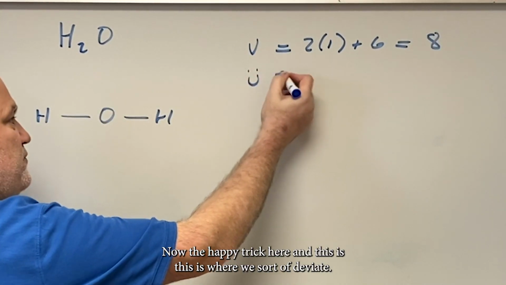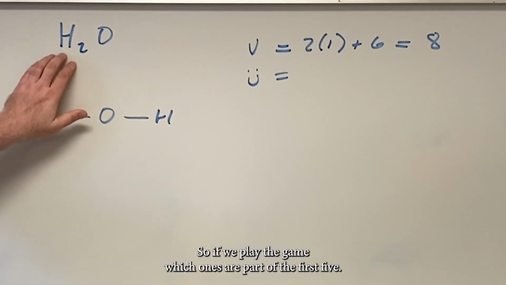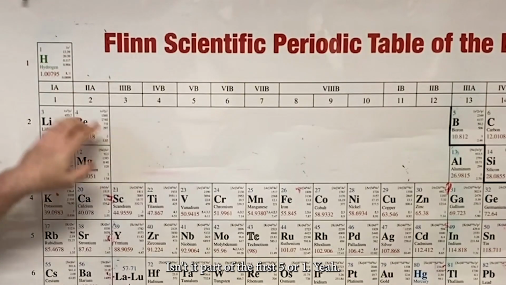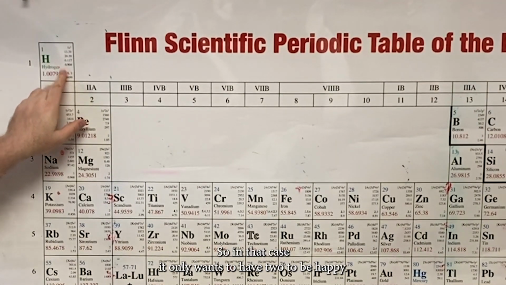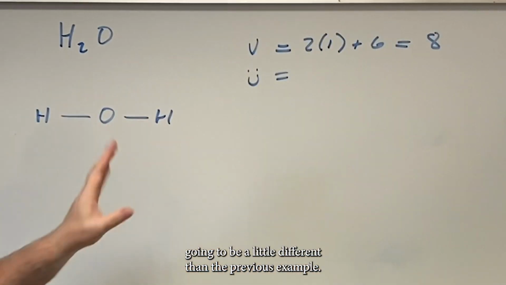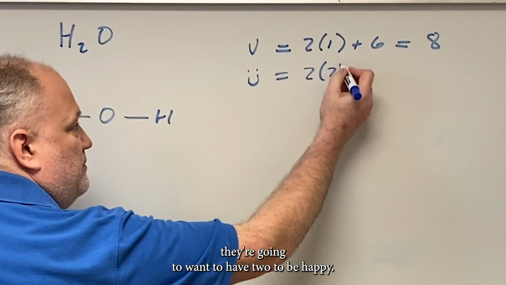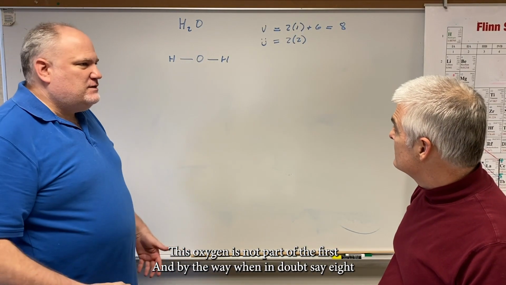Now, the happy trick here is where we deviate. So if we play the game, which ones are part of the first 5? Do you see how hydrogen, 1, 2, 3, 4, 5, is part of the first 5? Number 1, yeah. So in that case, it only wants to have 2 to be happy. So it's going to be a little different than the previous example because these 2 hydrogens, both of them, are going to want to have 2 to be happy. This oxygen is not part of the first 5. And by the way, when in doubt, say 8.